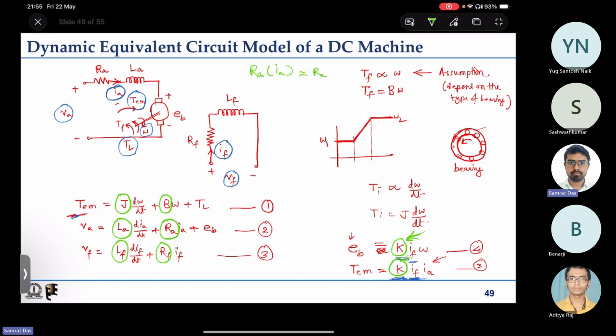For that, it is important for you to know the parameter values, all the parameters which I have encircled: LA, RA, LF, RF, JB and K. So in total we have 7 parameters. You need to know the values of these 7 parameters if you want to do any control. In today's class we will be discussing how you can do some experiments and find out what the values of these parameters are, right?